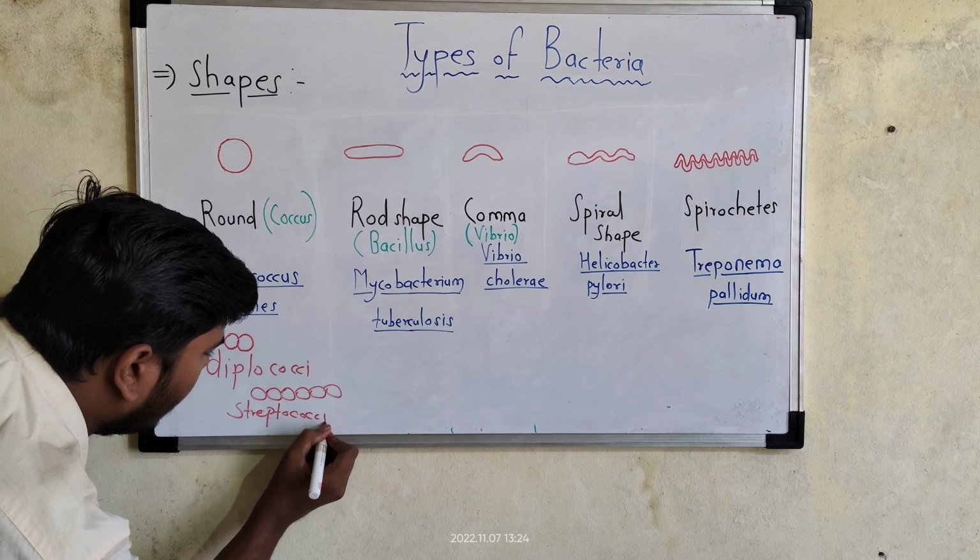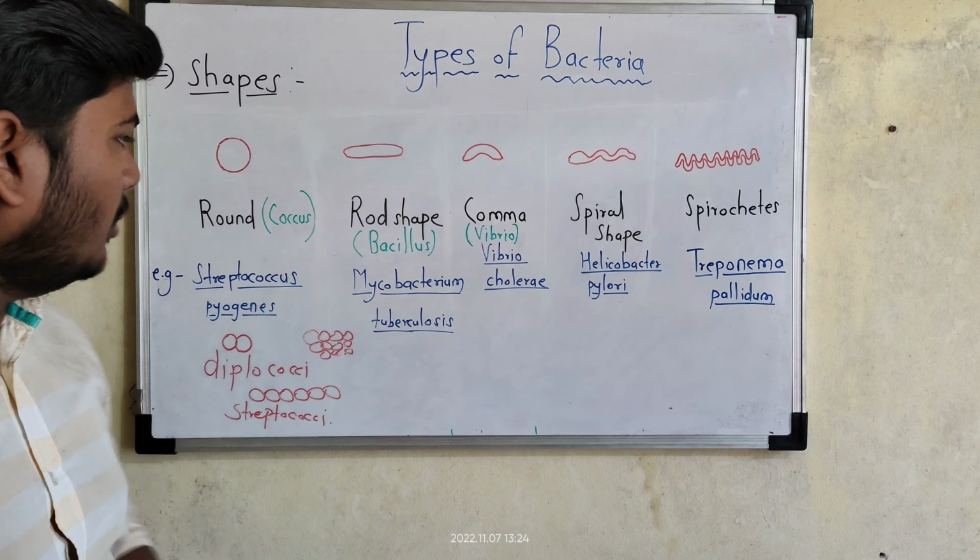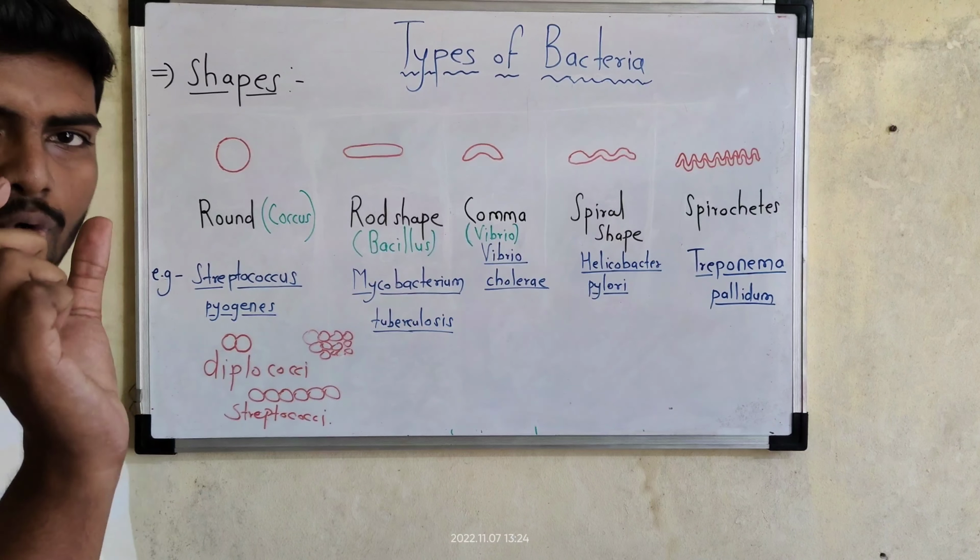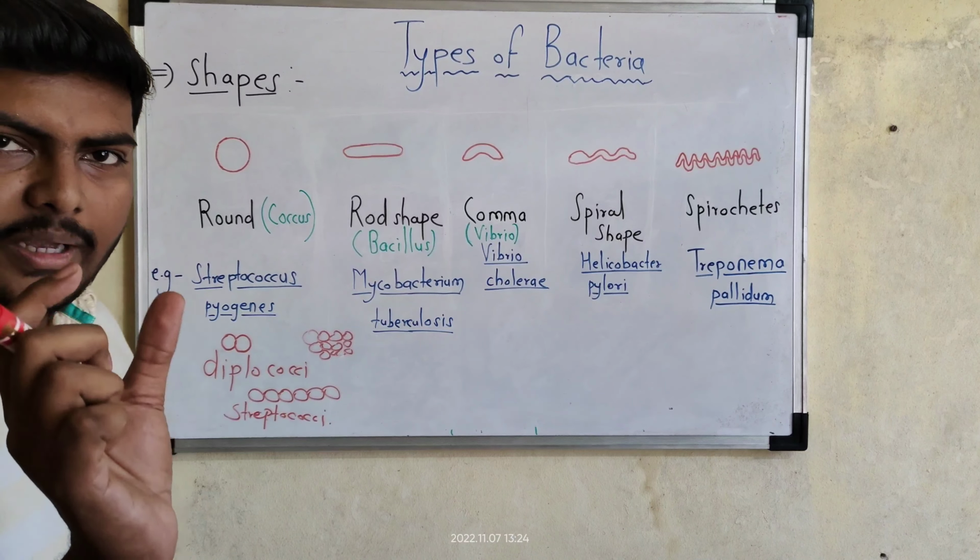If it is in a linear form, then we call it streptococci. And if it is in cluster form, like a grapes-like structure, then it is called staphylococci. So there are types of round shaped bacteria. If two spheres are present, then we call it diplococci. If three, triplococci. If there is a chain of spheres, we call it streptococci. And if there is a cluster of these spheres, we call it staphylococci.